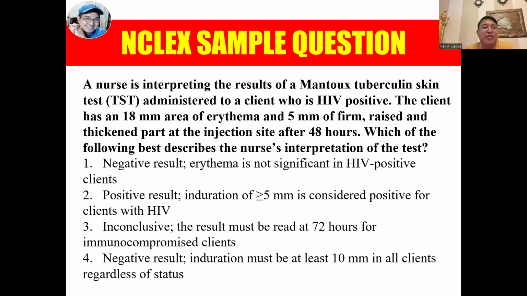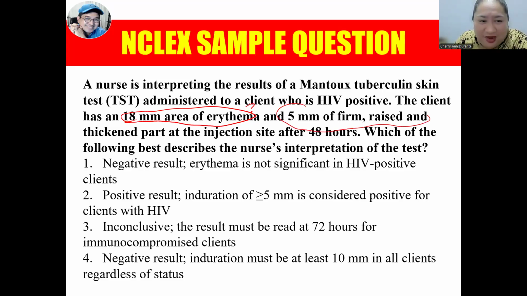I think, Mentor Che, there's one phrase that's confusing them. There's a phrase there that says 18 millimeter area of erythema, meaning area of redness. Now the question is, when we're trying to interpret TST, do we really need to include in the measurement the area of erythema or redness, or just the area of induration, described as a firm, raised, and thickened part at the injection site? Okay, so a lot of them are getting confused now.